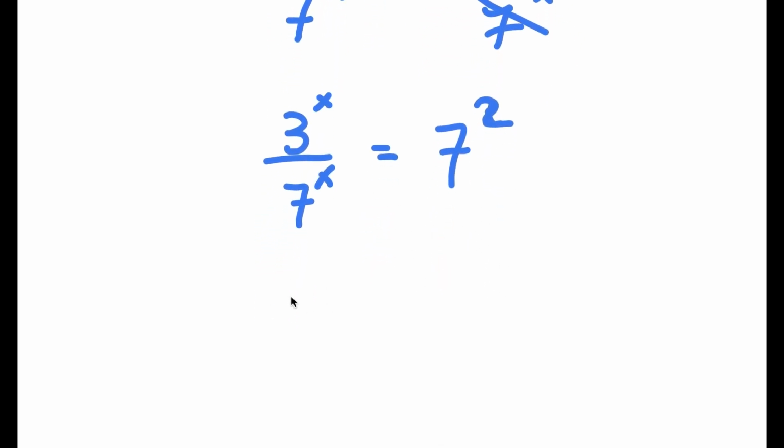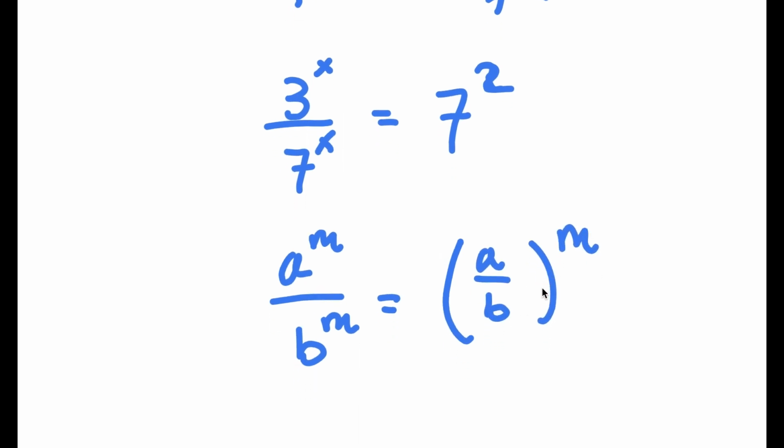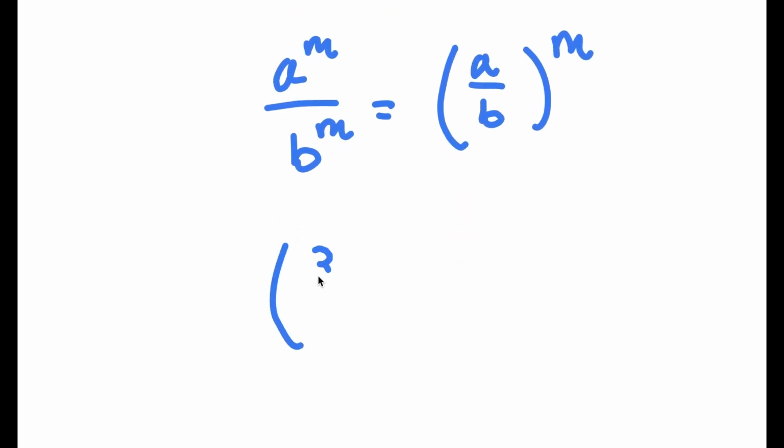And if I have something in the form a to the power of m over b to the power of m, this is the same thing as a over b to the power of m. So 3 to the power of x over 7 to the power of x, that's equal to 3 over 7 to the power of x, which is equal to 7 squared.